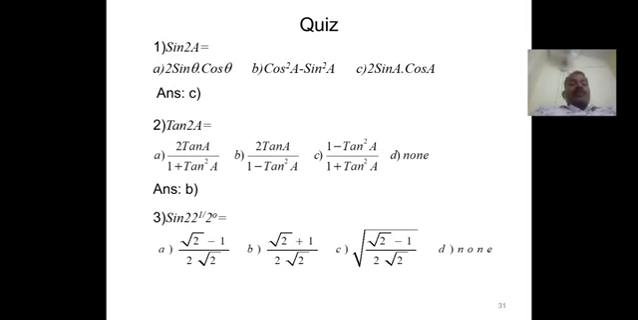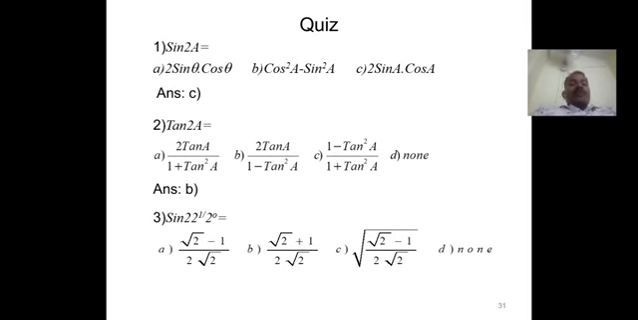Previous exam questions. This we have already discussed. Tan 2a by 1 plus sec 2a. Tan 2 theta is sin 2 theta by cos 2 theta, and sec 2 theta is 1 by cos 2 theta. By taking LCM, we get sin 2 theta by 1 plus cos 2 theta. Sin 2 theta is 2 sin theta cos theta, and 1 plus cos 2 theta is 2 cos square theta. So 2 will cancel. Sin theta by cos theta is the remaining, that is tan theta.